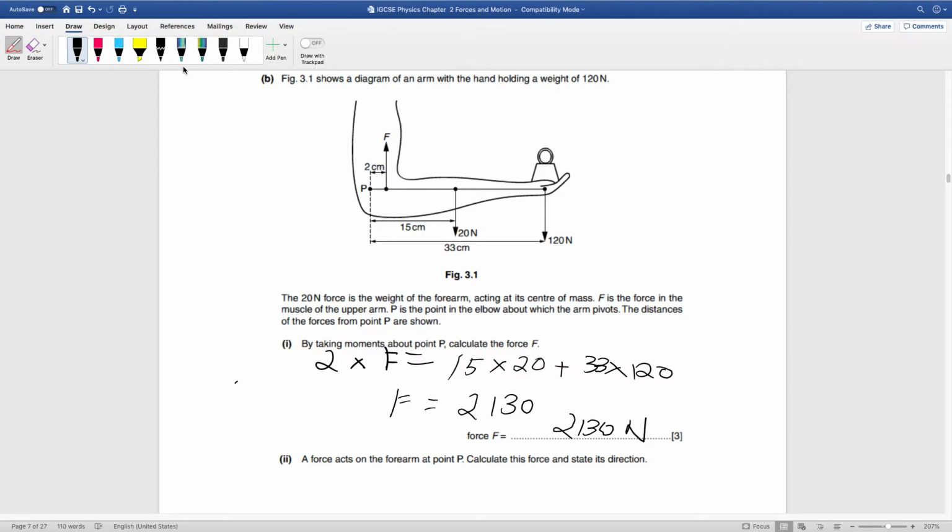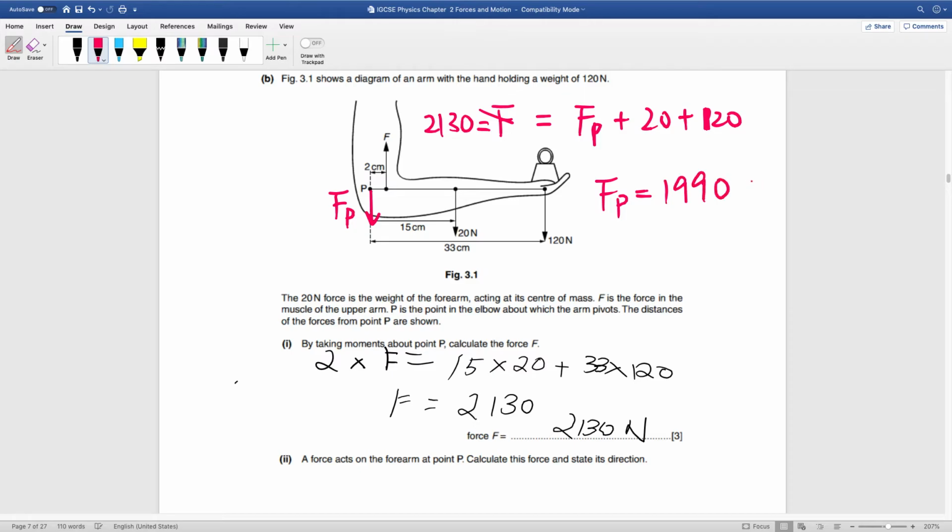Now, let me let the force here be F. So F is the upward force, equal to the sum of the downward force. The value of F is 2130. So I got the same answer. And the direction should be downwards. Understand? Yeah, I got the same answer.